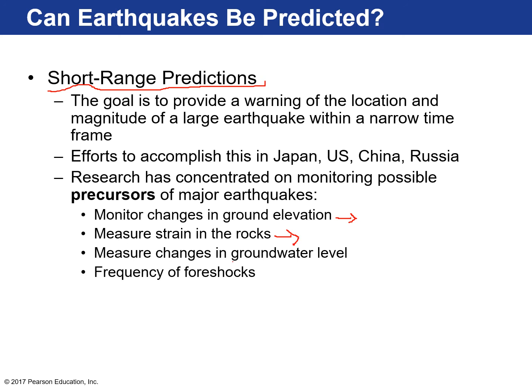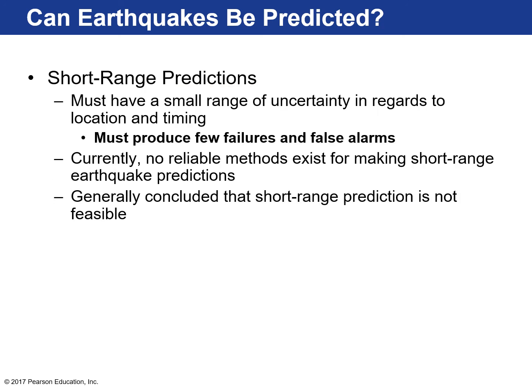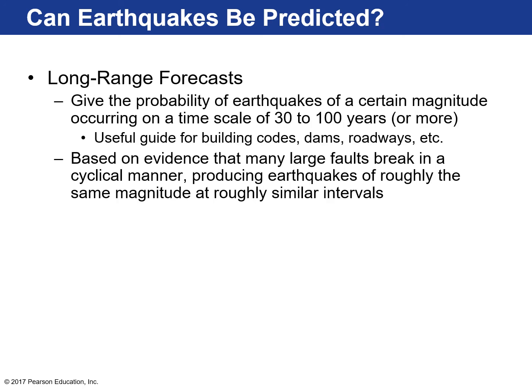If there's any changes in groundwater level, that could be potentially bad. And also, how often foreshocks are occurring. That could be a harbinger of a major earthquake to come. But the short-range predictions often can lead to failure in accurately predicting an earthquake. Really, there's no reliable method to do this, all right? The only thing we can do are really long-range forecasts.